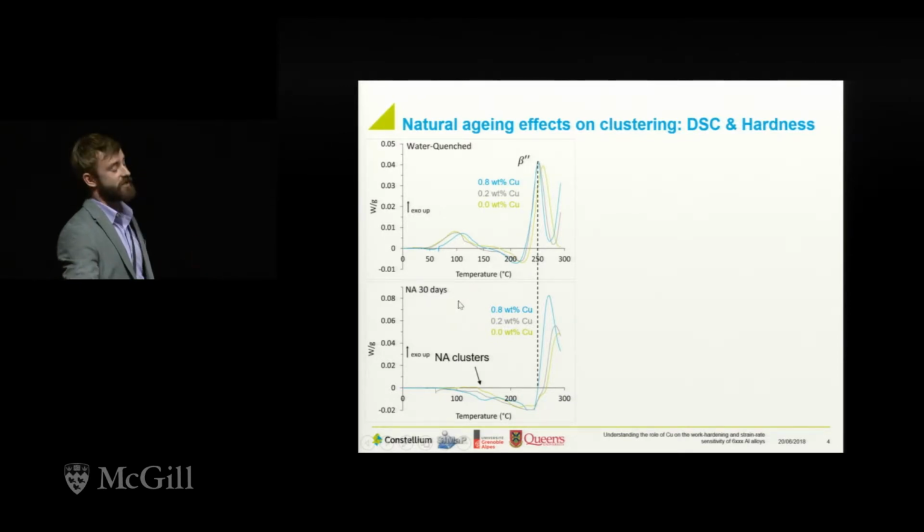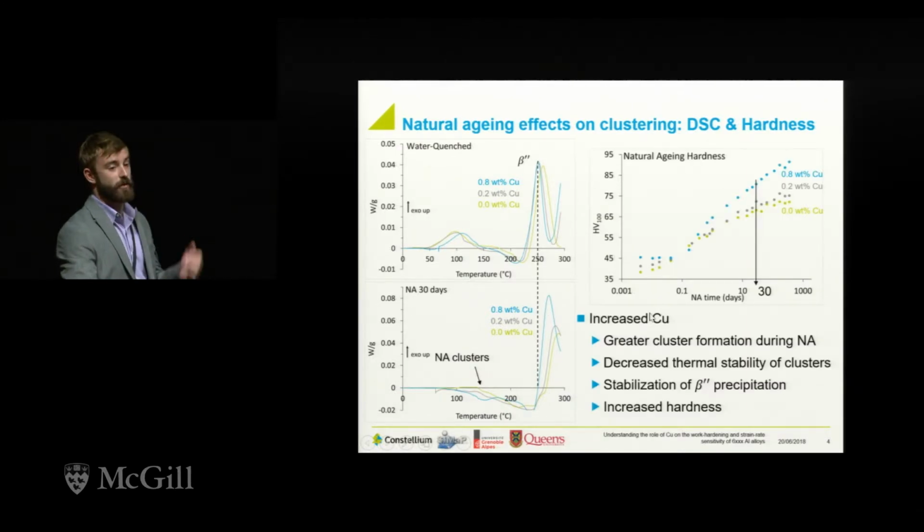Things get a little bit more interesting when you naturally age the material for 30 days. You can already see that as you add copper, you get a dissolution of the natural aging clusters earlier, meaning that they're less thermally stable than those without copper. However, you also get the beta double prime precipitation peak that remains much closer to its as-quenched value, such that you reduce the negative natural aging effect in the 6000 series when you add the copper.